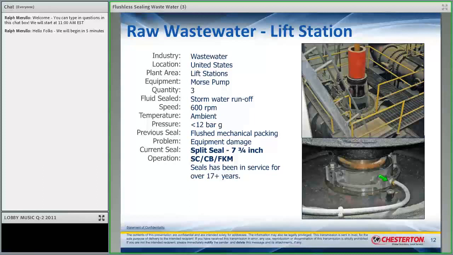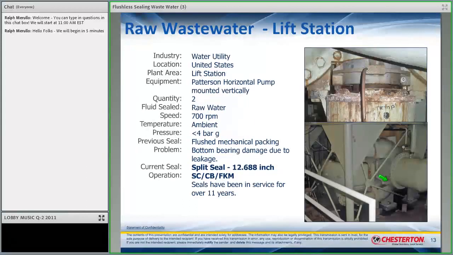Perfect. So that works, right? But it's expensive. Absolutely. But that's an example of how that's used. Here's another lift station, another example.